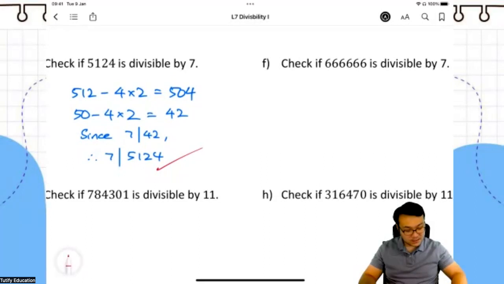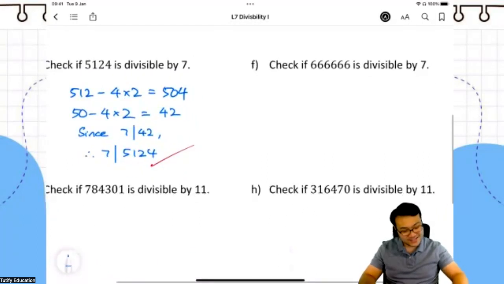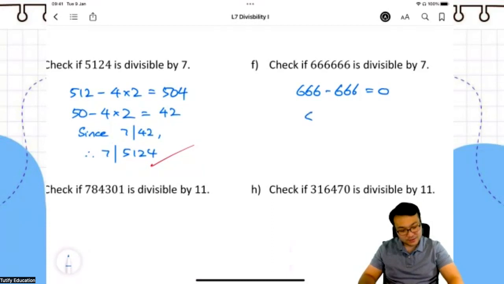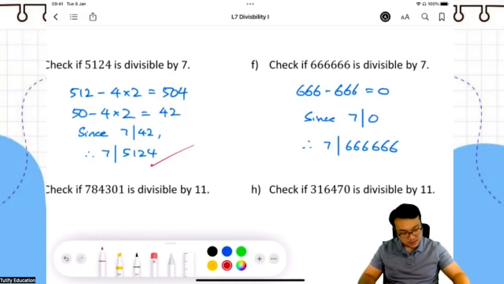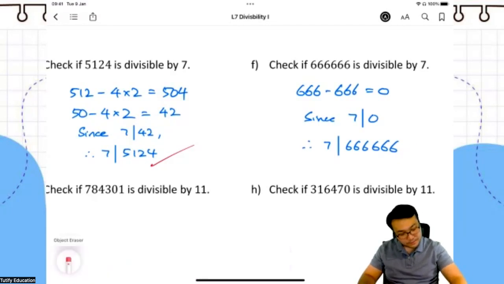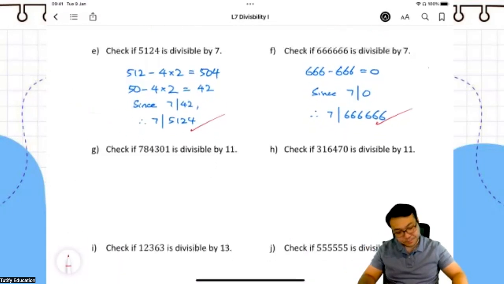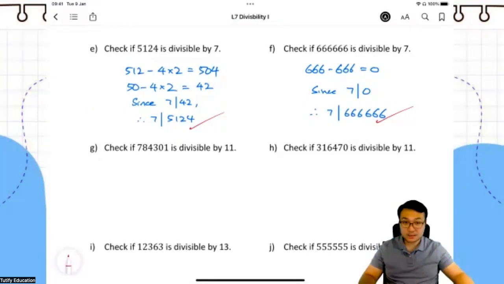And of course, the 666666 example, I already used it just now. 666 minus 666 equals 0, and since 7 divides the number 0, therefore 7 divides the number 666666. That's how we do it. Okay? Questions?